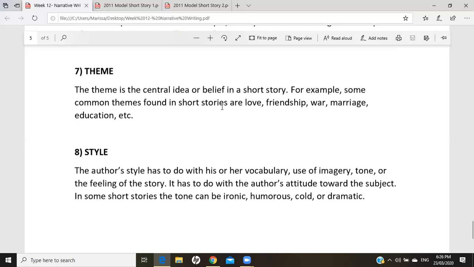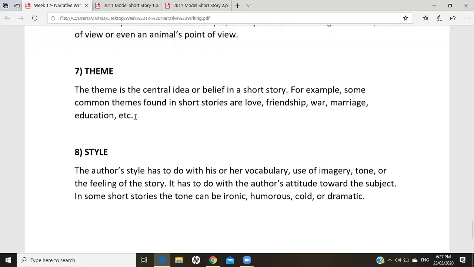So for example, some common themes found in short stories are love. So maybe your short story is about two people falling in love. Or maybe your short story is about friendship or even war or marriage. So maybe there's a marriage taking place. Or even a story could be about education. So it's set in a school and it has to do with the education system, etc.